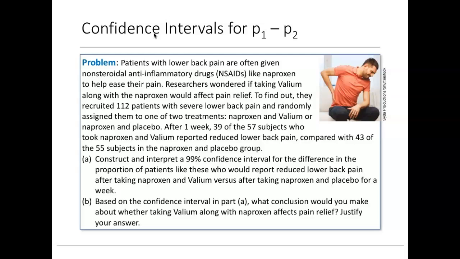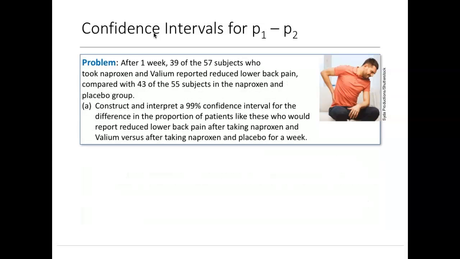And we're going to construct and interpret a 99% confidence interval for the difference in proportion of patients like these who would report reduced lower back pain after taking naproxen and Valium versus after taking naproxen and a placebo. And then based on that interval, what conclusion would you make about whether taking Valium along with naproxen affects pain relief and justify your answer? All right. So let's just focus on A. First thing we have to do is check conditions.